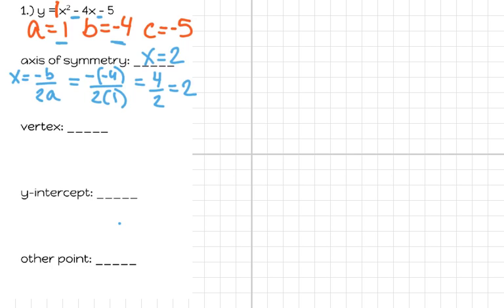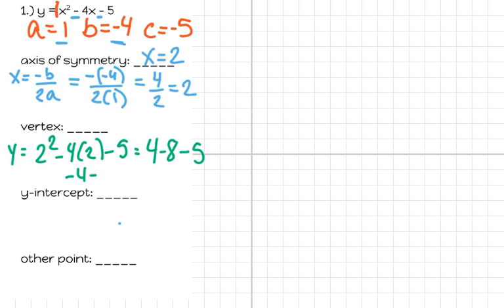To find the vertex now, you're going to actually plug 2 into the given parabola and solve for the y value. So it would be 2 squared minus 4 times 2 minus 5. 2 squared is 4, minus 8, then minus 5. 4 minus 8 is negative 4, and negative 4 minus 5 is negative 9. So my vertex is at positive 2, comma negative 9. Positive 2 from here, and the negative 9 from here.